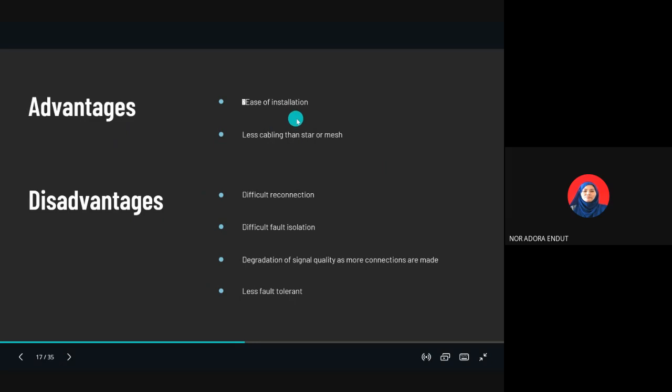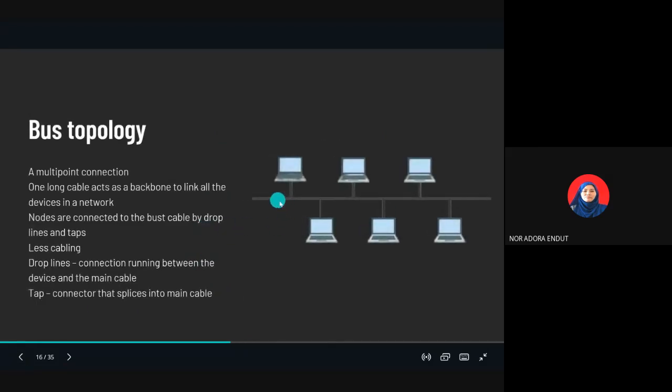So of course ease of installation, sebab satu kabel yang panjang tu, less cabling than star or mesh. However, it is having difficulty in reconnecting kalau tap tu rosak. Okay, also difficult for isolation sebab bayangkan kat sini, mana kamu tahu yang salah kan? Kalau kabel ni tak tahu masalah dia kat mana.